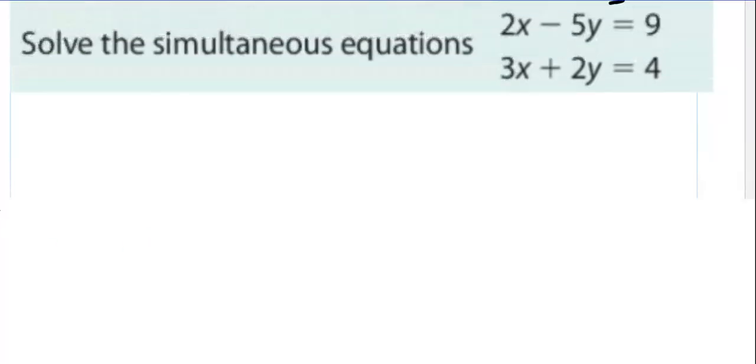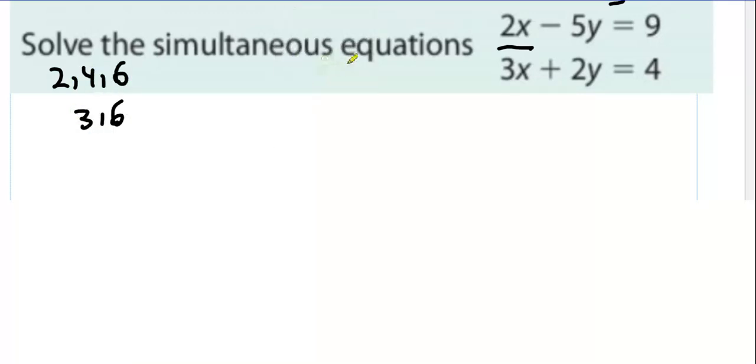All right. Thank you. Now, pick a letter you want to get rid of. X or Y? X. Okay. Now, what number will 2 and 3 divide into? 6. Right? Here's what I want you to do. I want you to turn the yellow one into a plus 6x. I want you to turn the blue one into a minus 6x.